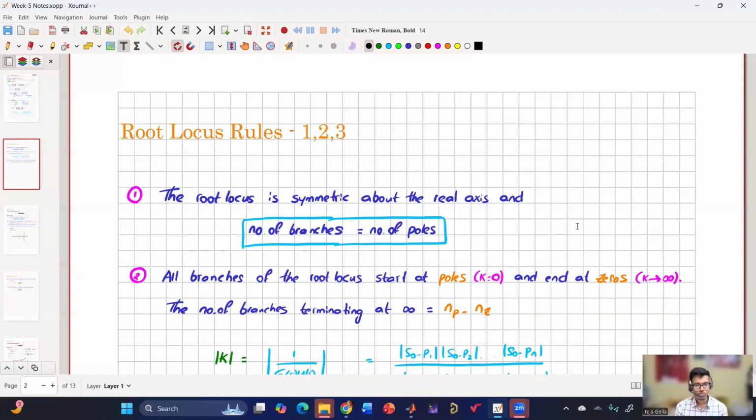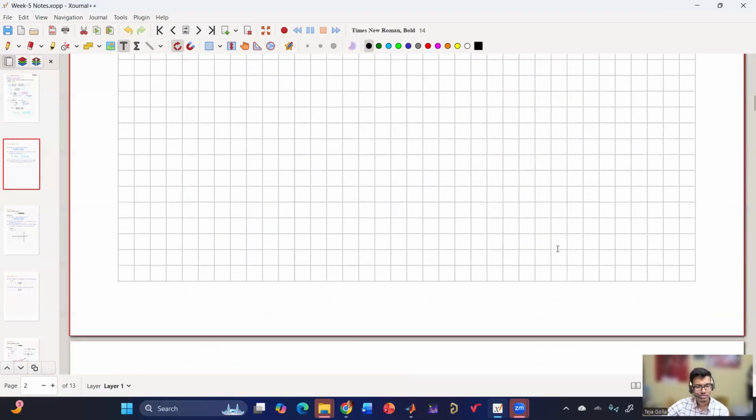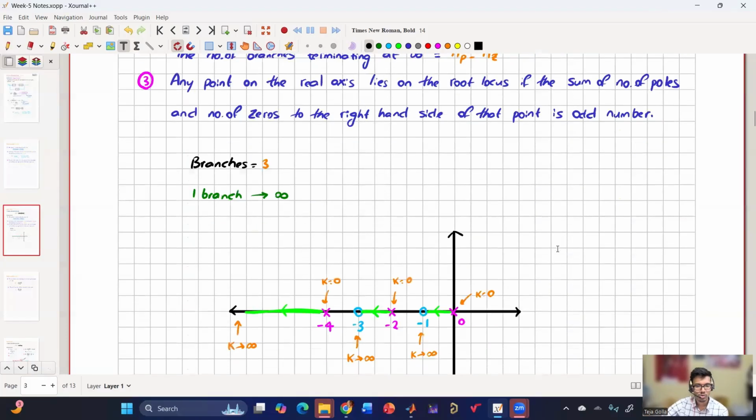So the first rule is about the number of branches, which are equal to the number of poles, and the second rule is about the number of branches that are terminating at infinite, which is np minus nz. And third is any point on the real axis lies on the root locus if the number of poles and zeros on the right hand side of that point is an odd number, which is very critical. And then we have solved one problem which will fit in those 3 rules only.